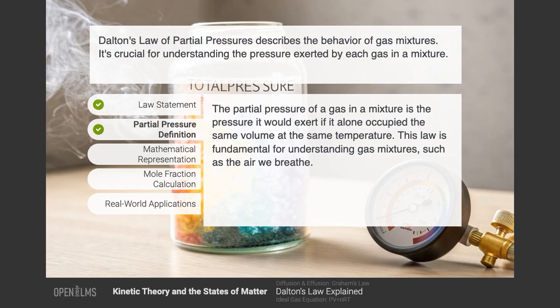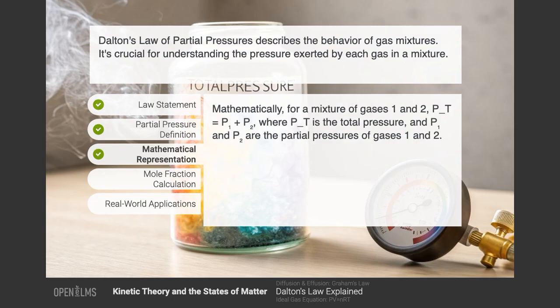The partial pressure of a gas in a mixture is the pressure it would exert if it alone occupied the same volume at the same temperature. This law is fundamental for understanding gas mixtures, such as the air we breathe. Mathematically, for a mixture of gases 1 and 2, Pt equals P1 plus P2, where Pt is the total pressure and P1 and P2 are the partial pressures of gases 1 and 2.